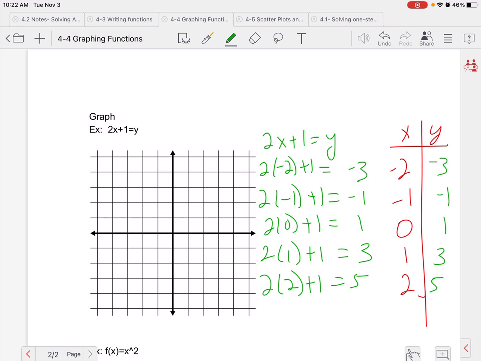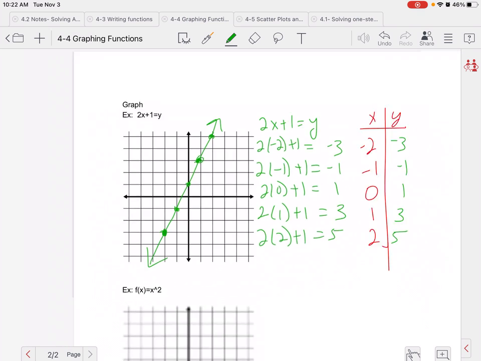Then we're going to plot those points. Negative 2, negative 3 would go over here. Negative 1, negative 1 would go here. 0, 1 would go here. 1, 3 would go here. And 2, 5 would go up here. And then because we're given an equation, we can connect those.